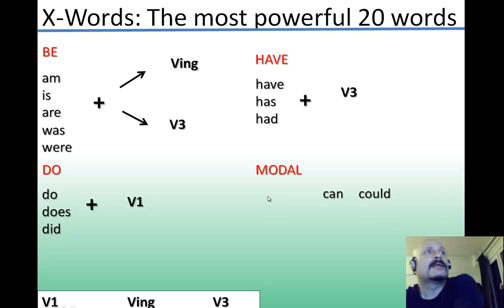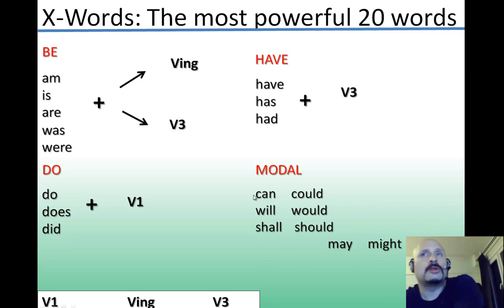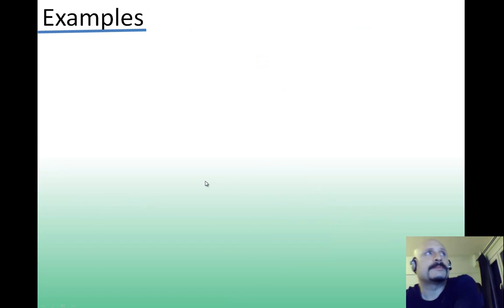And then the modals. In the modal, there are 9 modals. Can, could, will, would, shall, should, may, might, and must. And the modals also only take one form. They go with verb 1. When you use a modal, you will use verb 1 for your verb.